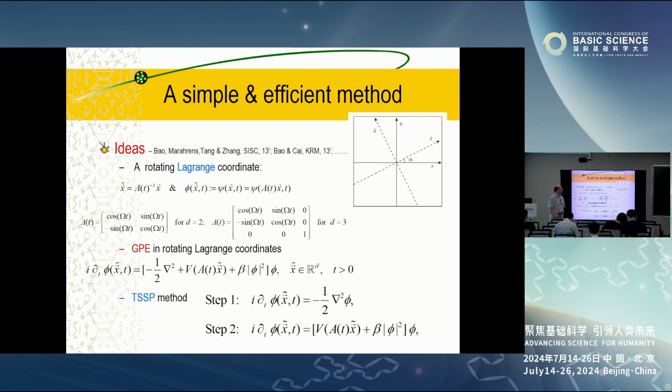If you introduce a rotating coordinate, this is my xy coordinate. I introduce this x theta equal A of t inverse x, where A of t is a rotation matrix. The angle is omega t. So this is my xy, this is my x theta, y theta, and the angle is omega t. Then similarly, the phi is this one. Then you change the variable back to our system.